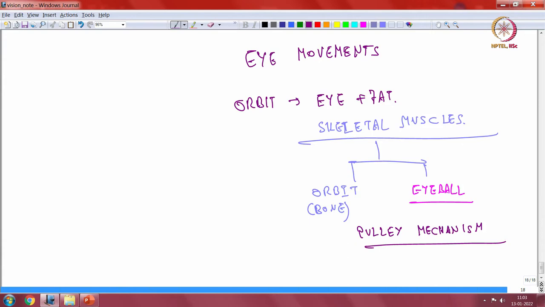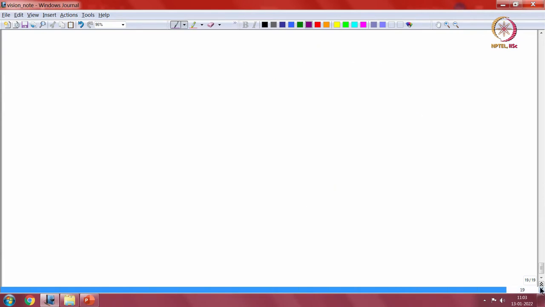So the muscle contracts and the eye moves in one direction, and that's how the mechanism is implemented. So what are the kinds of muscles which are involved? A brief discussion. So you have muscles.